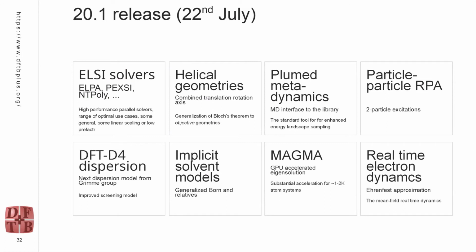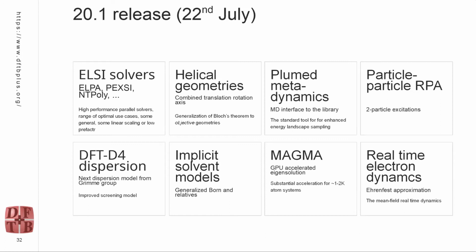Calculations for more unusual geometries. So we've had periodic and molecular boundary conditions for years. We can now do cases like the geometry of something like DNA where there is a helical twist. Because in a bunch of those structures, the actual supercell is going to be far too large to be simulated in conventional ways. But if you get the helical unit, something called objective geometries, you can approach this quite straightforwardly.